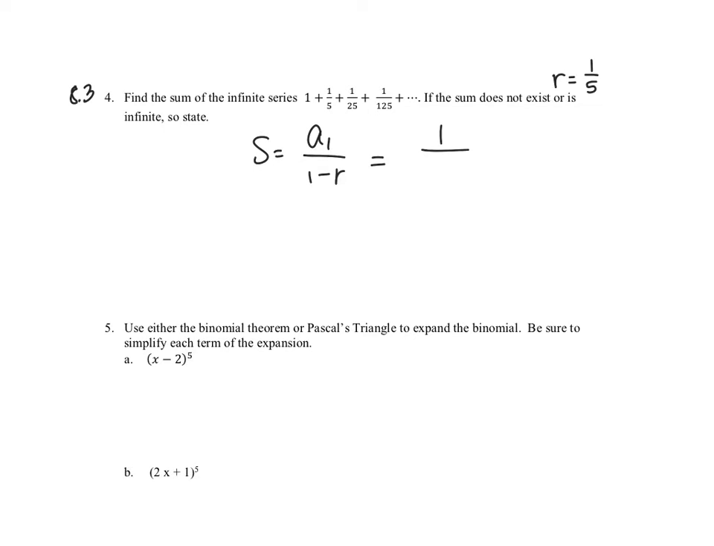So this is 1 over 1 minus 1/5, 1 divided by 4/5, which is 5/4.